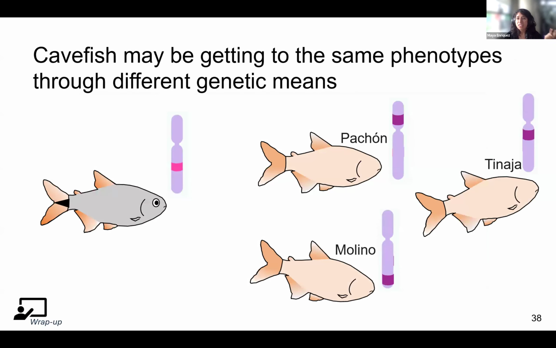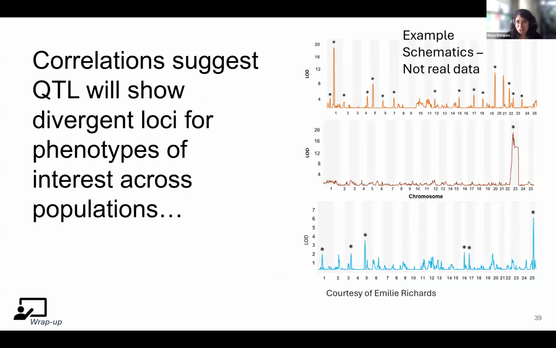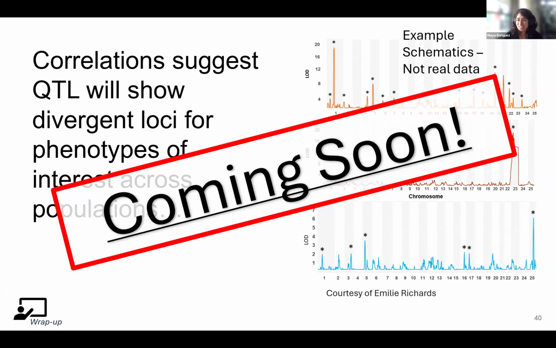It also could be that they're getting to the same phenotypes, but through very different genetic means. They all have a different kind of flavor of cavefish, and we still are going to be teasing that out with our future QTL. This is not real data, totally fake data, but this is what I'm hoping to see at some point. We'll get some peaks in our data between some of the phenotypic things we're teasing out, and we'll see peaks of correlation between the genome and these areas of interest. And this is coming soon, hopefully for the in-person conference.